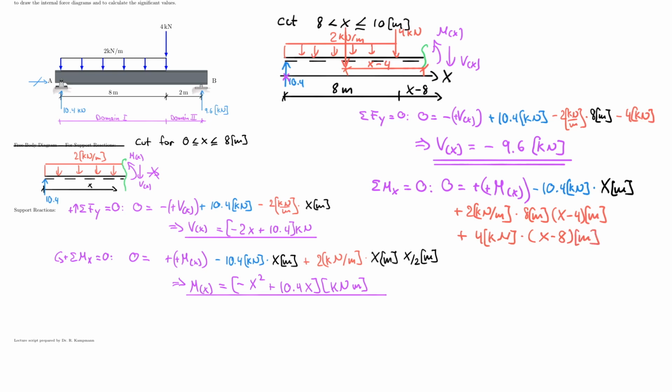And now I can rearrange my equation, and what I would find is that I end up with an m of x that is equal to plus 19.2 minus 9.6 times x minus 8, and the whole thing in kilonewton meter. And of course, this is a result, so therefore I double underline it.